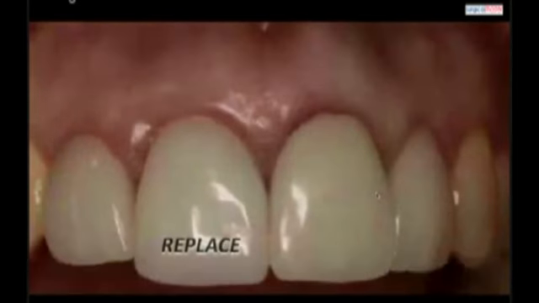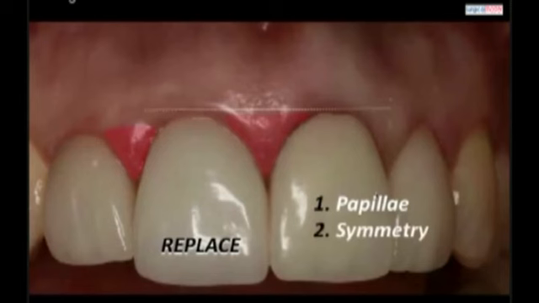So when you're thinking about replacing a tooth in the aesthetic zone, let's say a central incisor, the three most important things doctors are concerned with: number one is the interproximal tissue or the papillae, having some symmetry with the adjacent tooth, and having good tissue contour, and that basically improves the emergence profile of your implant restoration. If you have all three, you're doing pretty good.